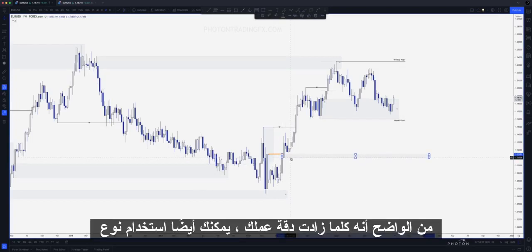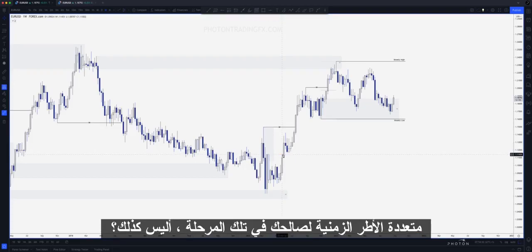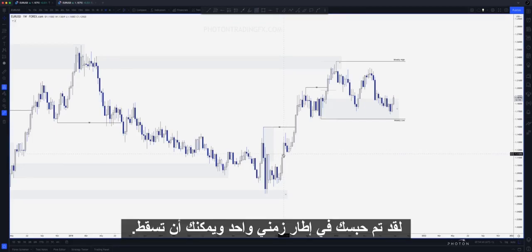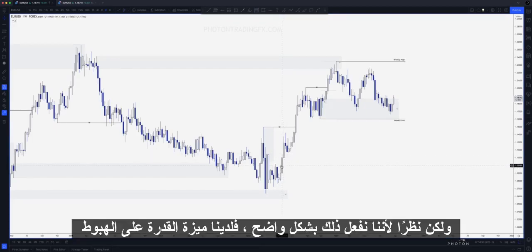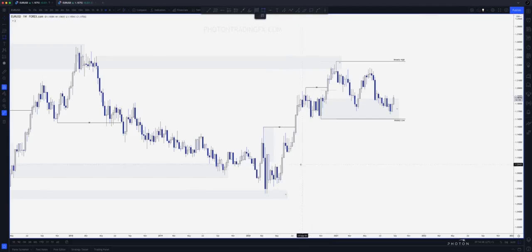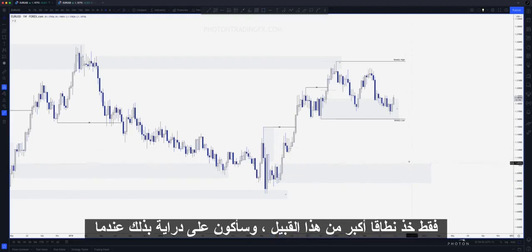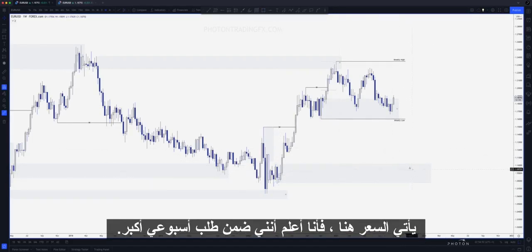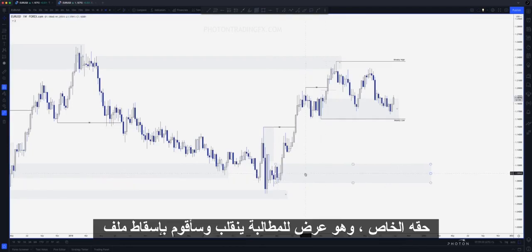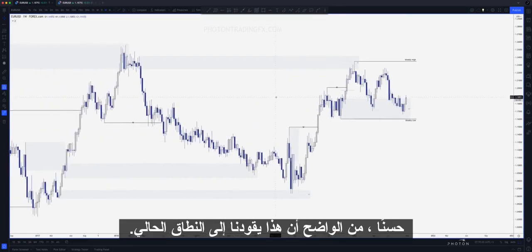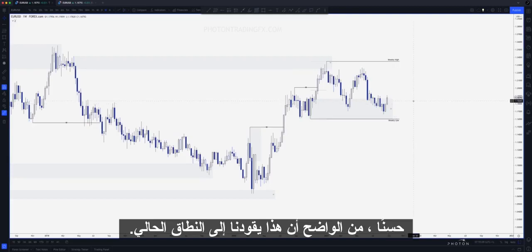But the more refined you go, you may as well use multi-time frames to your advantage at that point. This is more a skill set you would need if you were locked into one time frame and couldn't drop down. But because we have the benefit of being able to drop down time frames, I'm personally a little bit looser, and I'll take a larger range like that. I'll just be aware that when price comes into here, I'm within a larger weekly demand zone, a supply to demand flip, and then I'll drop down the time frames to help refine those turning points in the market. So that pretty much brings us to the current range we're at.